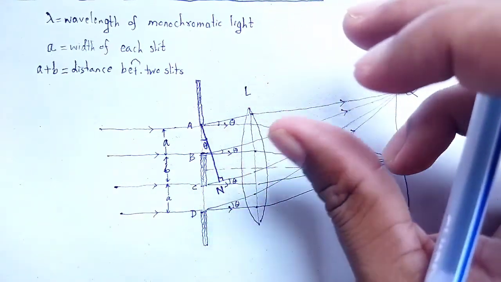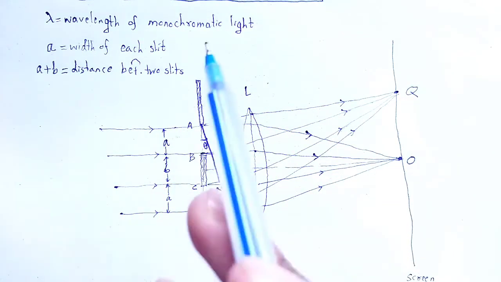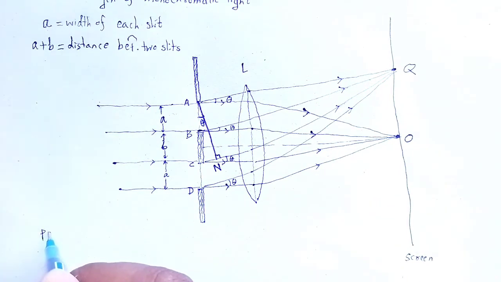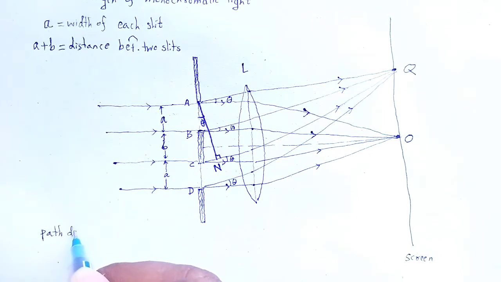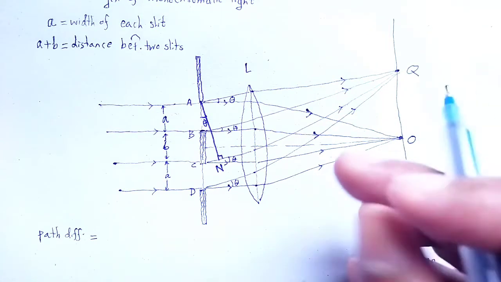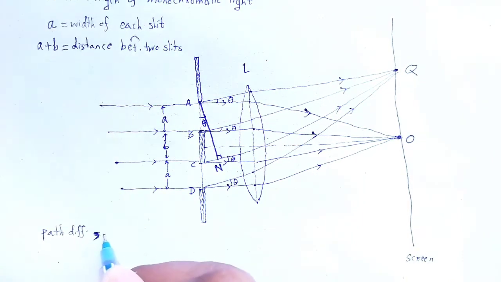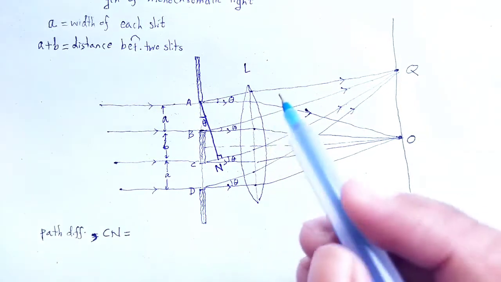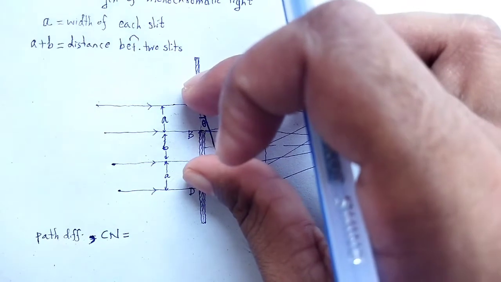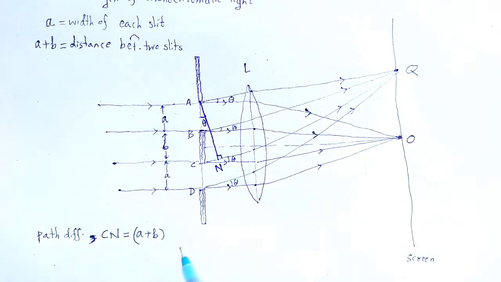In case of Fraunhofer type of diffraction, the incident wavefront is a plane wavefront as the light rays are coming from infinity. The path difference is equal to CN, with the path difference CN equal to (a plus b) sin theta.